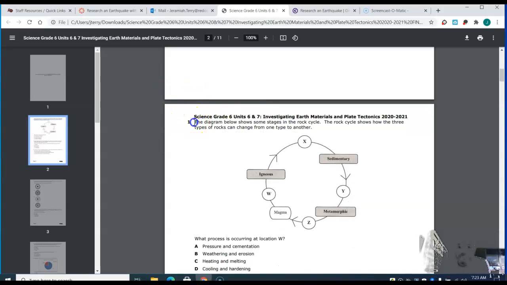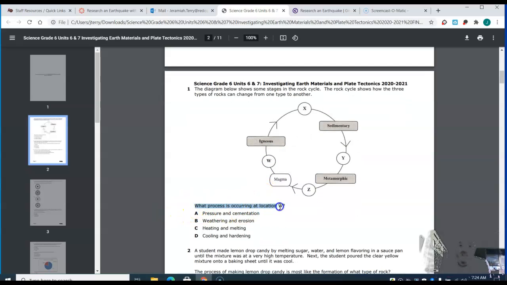Question number 1. The science diagram below shows some stages in the rock cycle. The rock cycle shows how the 3 types of rocks can change from one type to another. So we have igneous turning into sedimentary, that's X. We have sedimentary turning into metamorphic, that's Y. We have metamorphic becoming magma, that is Z. And we have magma becoming igneous rock, that's W.